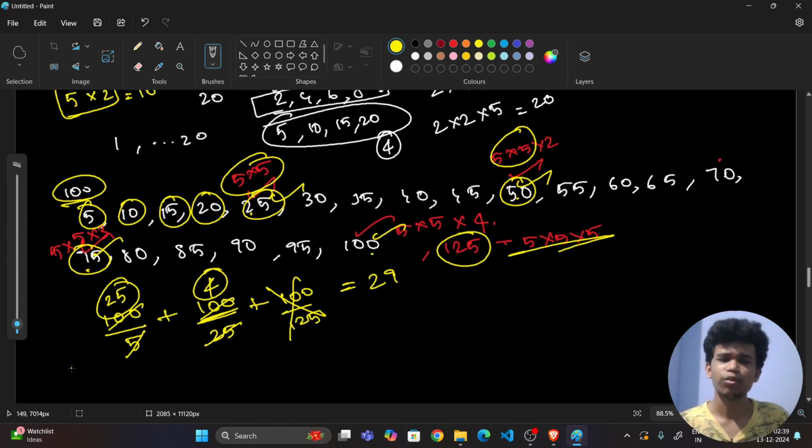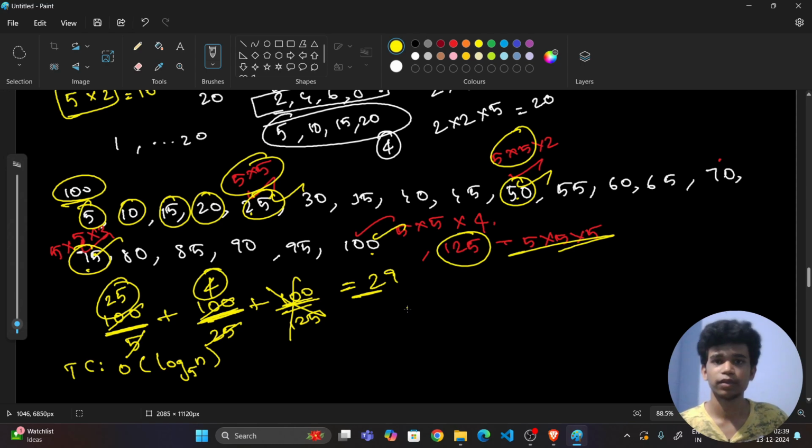And tell me, what is the time complexity? Time complexity is O of log n base 5. Because we are just dividing by 5, then 5 into 5, then 5 into 5 into 5, then 5 into 5 into 5 into 5, like that. Can you understand this? So it will be O of log of n base 5. Okay, hope you understand this.